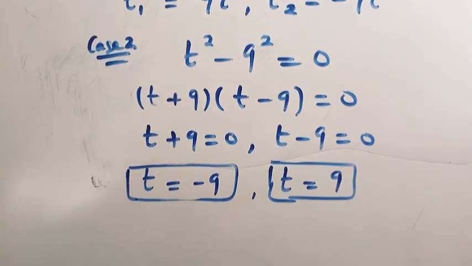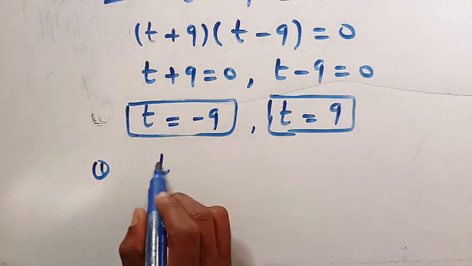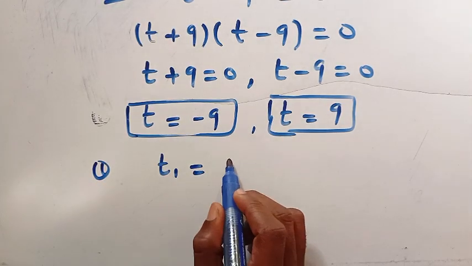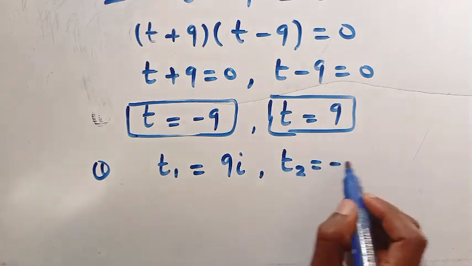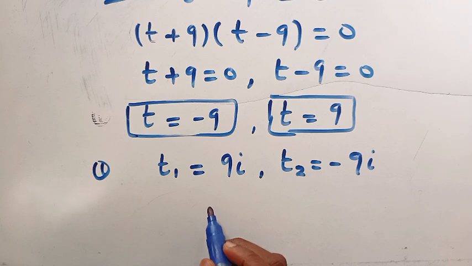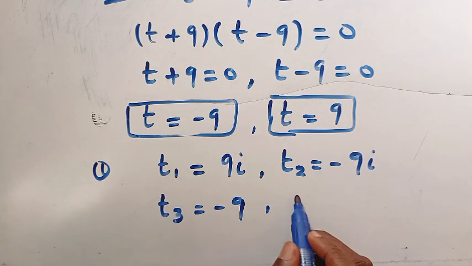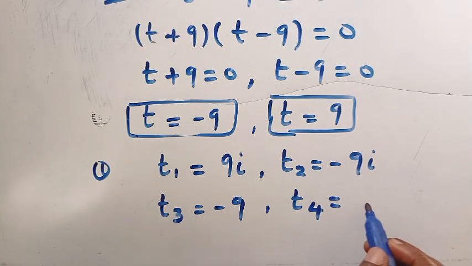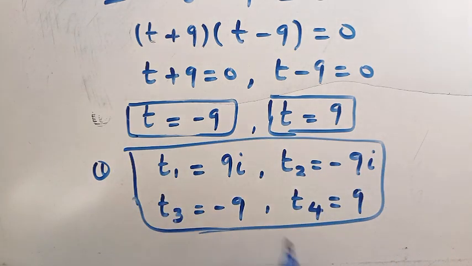There are 4 solutions to this problem that we got. So the first one is t1 equals 9i, we are going to have t2 equals minus 9i. We have t3 equals minus 9, and we have t4 equals plus 9. Here are all the 4 solutions that satisfy this problem, and let's try verifying all these one by one.